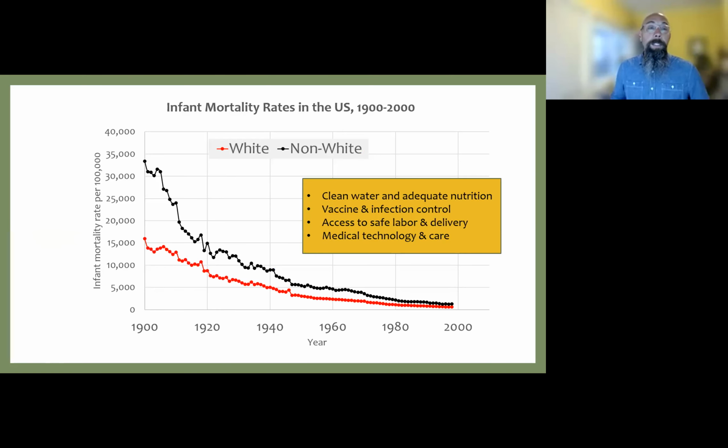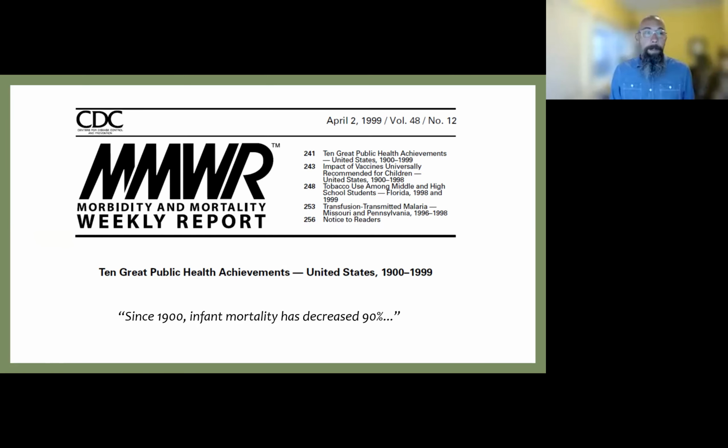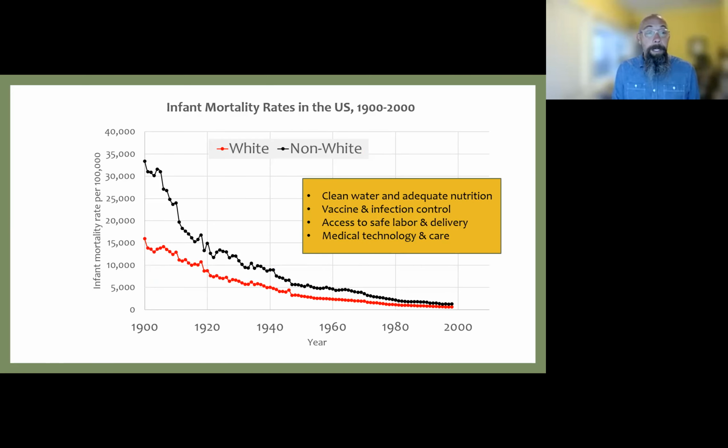So the story starts off with infant mortality in the US. As you see here, this was an MMWR from 1999, right at the end of the 20th century. CDC put out an MMWR that was sort of like the top 10 greatest public health hits. And one of them was that since 1900, infant mortality had decreased 90%, which is pretty amazing, right? So this is the infant mortality.